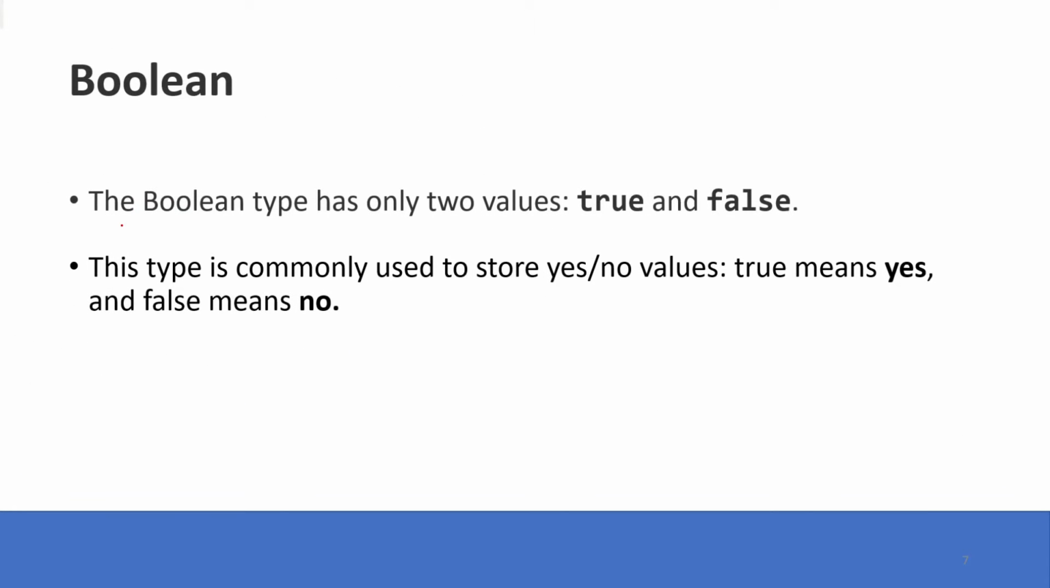Boolean. As we all know, the Boolean data type has only two values, true and false. This is commonly used to store yes or no values. For example, when you want to ask a user yes or no questions, you could store the results in the form of true and false, like that. So this data type Boolean has only two values, true and false. True means yes, false means no.